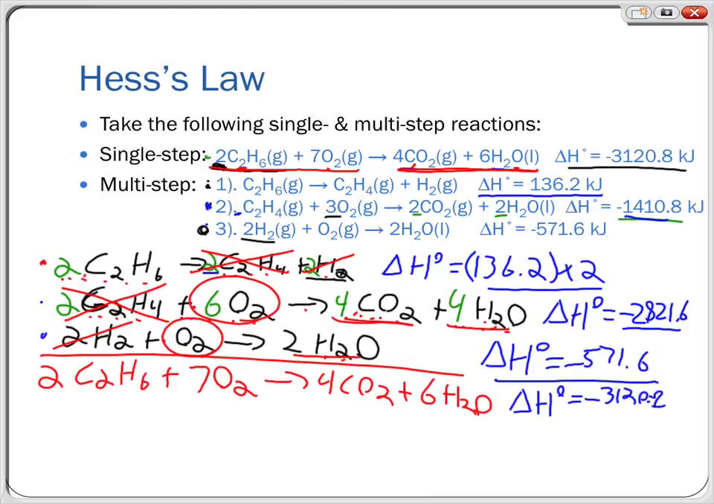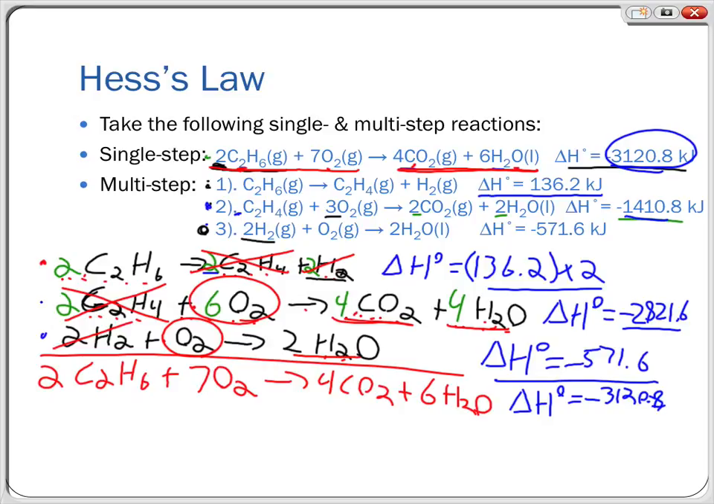So delta H naught using this method is negative 3120.8. And so how does that compare? That's the multi-step reaction. How does that compare with the single step? Negative 3120.8. So you can see Hess's law holds up, that whenever we set up reactions this way, we end up with the same enthalpy change, whether we go through multiple steps or whether we go through single steps.